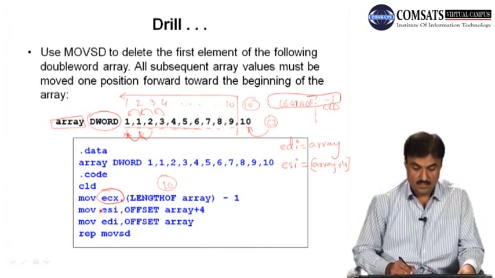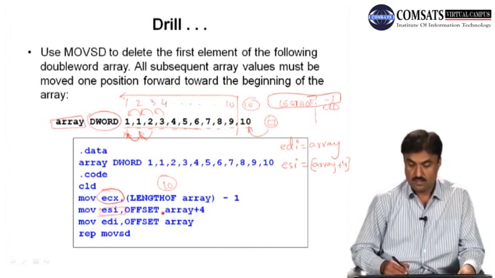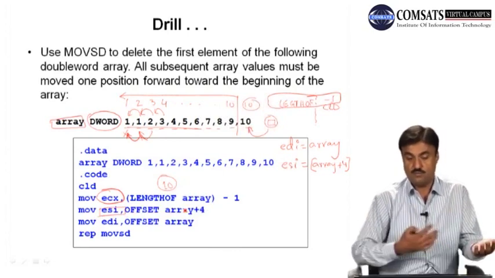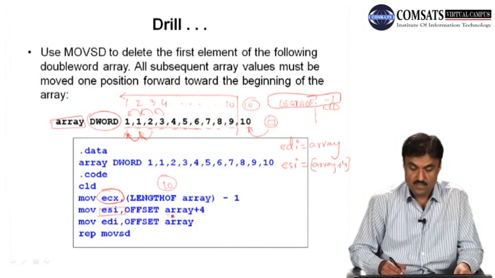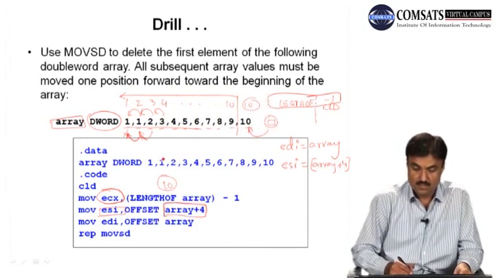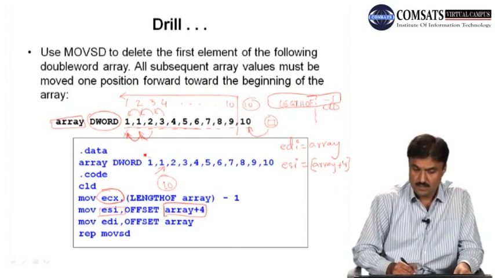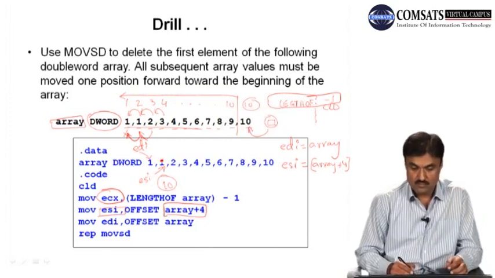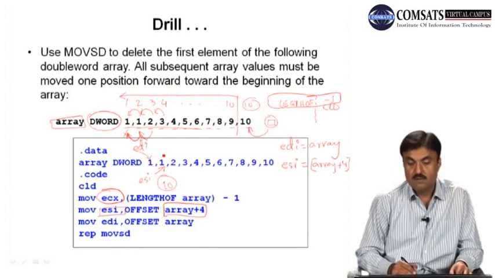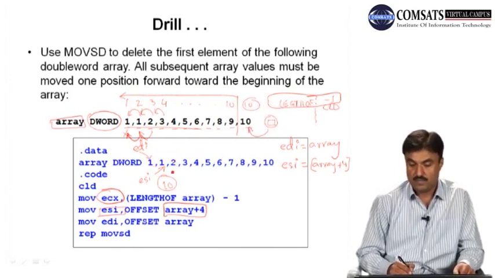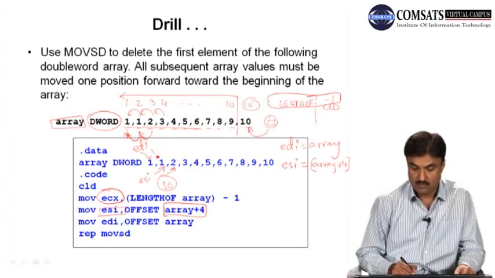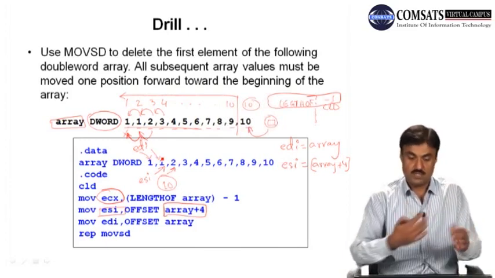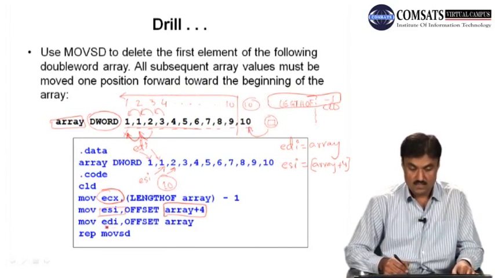Now here you can see ESI is the source address, our source pointer from where we want to move the double word. So offset of array plus 4 means this one, and EDI is here. EDI is pointing to this first value, and ESI is pointing to this one. So we are moving this one. So this one will be moved here, then they will be incremented by 4. Then what will happen, ESI will point here and EDI will point here. So it will move 2 towards EDI and so on. So EDI is the offset, the starting address of the array.